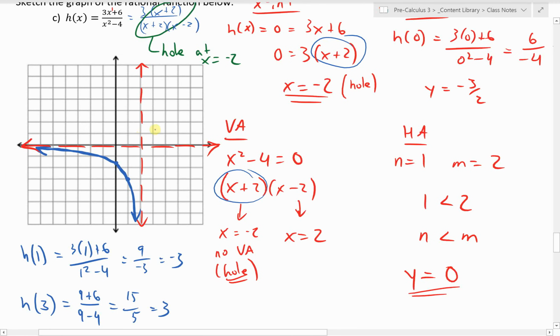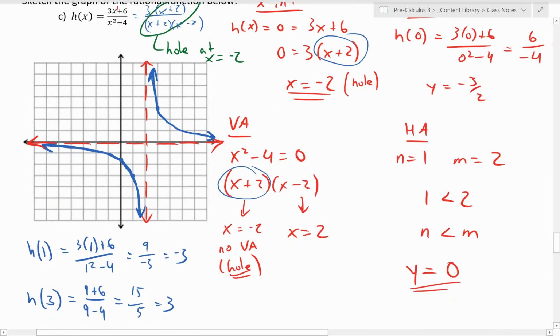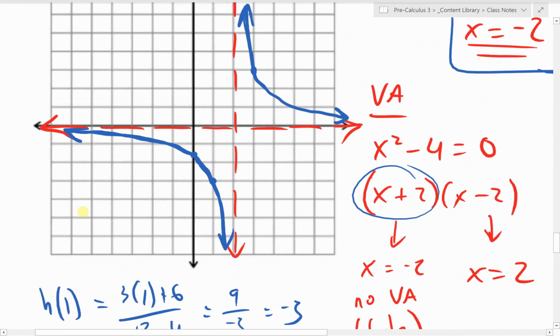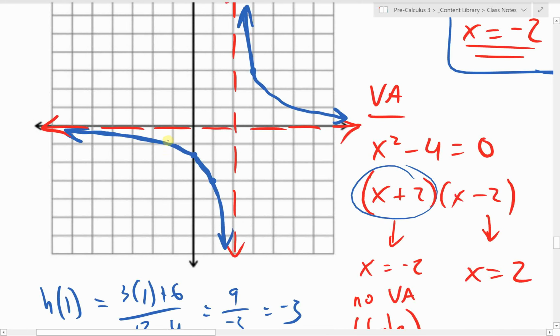Okay. Now, the last thing here that I kind of forgot about, or didn't include in our graph so far, is that we have this hole. So don't forget about this hole. There is a hole at x equals -2. So at -2, we need to indicate that hole on our graph. So we can't just draw a solid curve through there. We have to put that hole at -2.